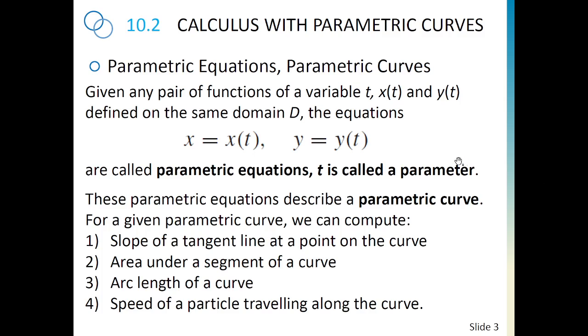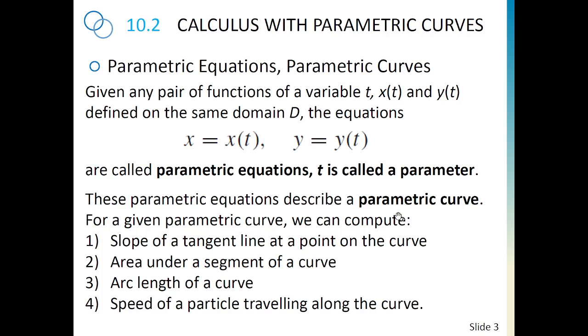So a parametric curve is given by parametric equations. We have an equation for x and another one for y. They are both functions of a third parameter, t. This could represent time or an angle or some other quantity.